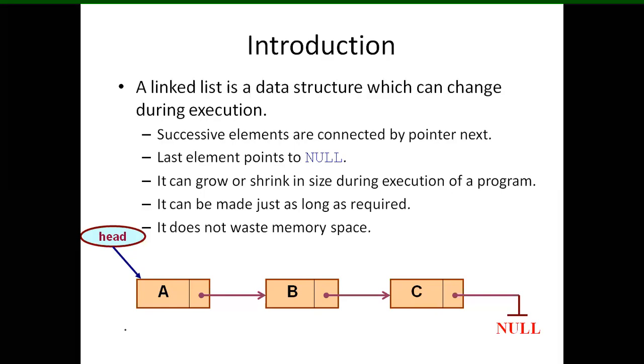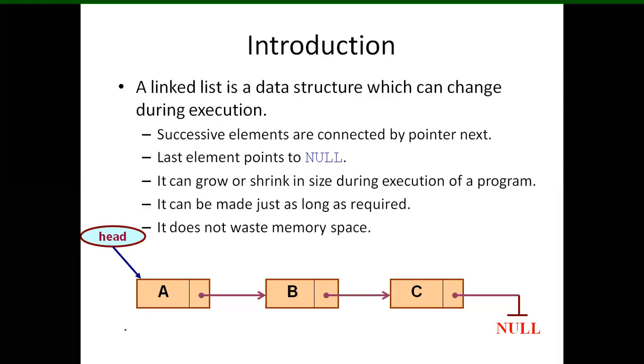So that's why B will be stored in 1001 and C will be stored in 1002 in the case of arrays only. In the case of arrays, the elements need to be stored in contiguous memory locations, whereas in the linked list, the elements will be stored anywhere in the memory. All of them are linked with the address.